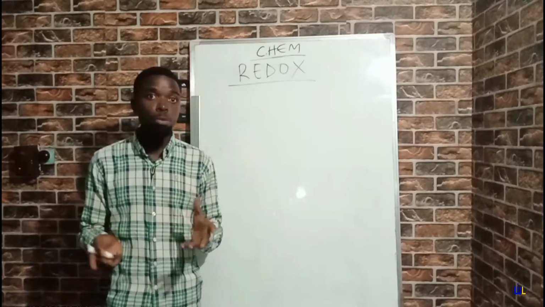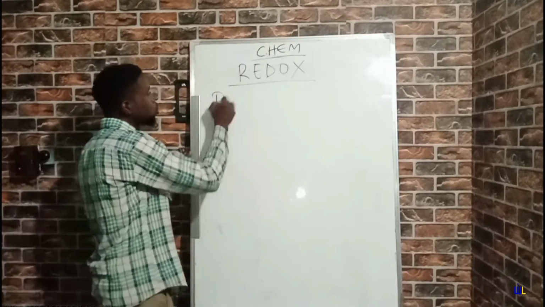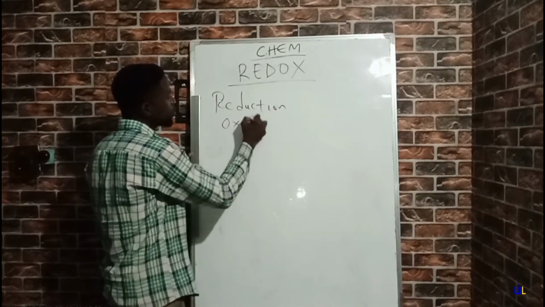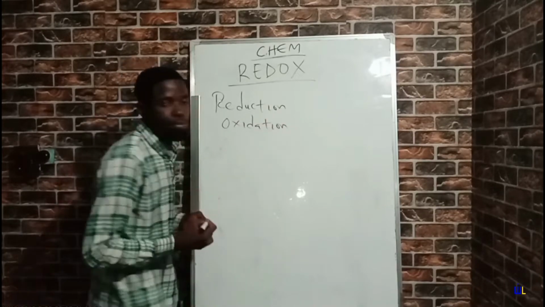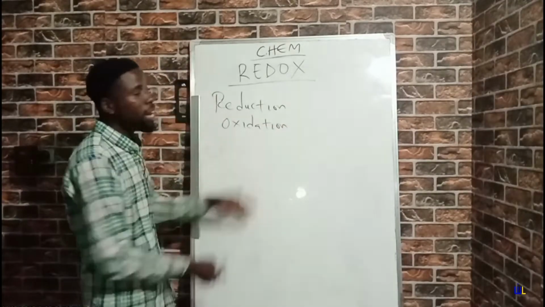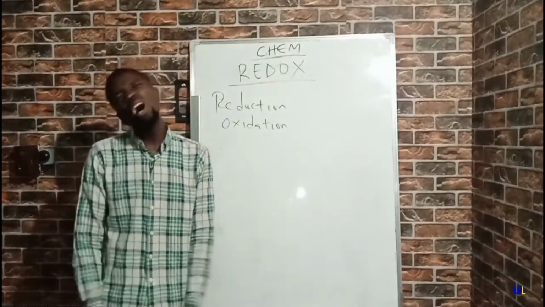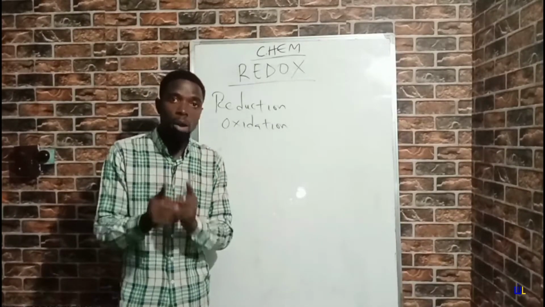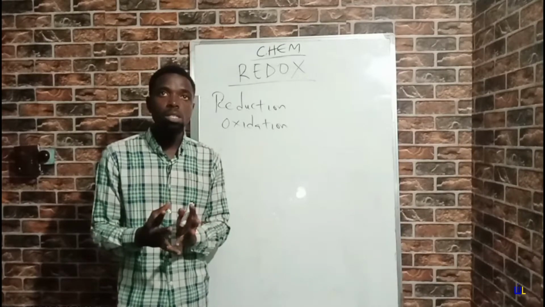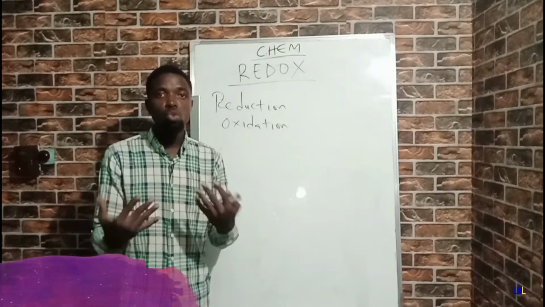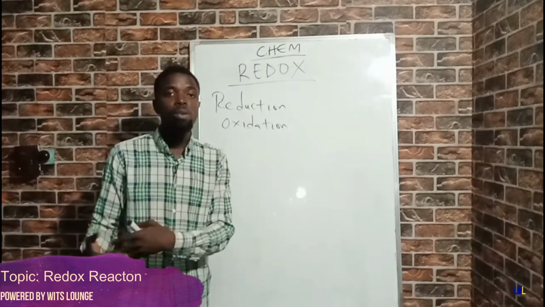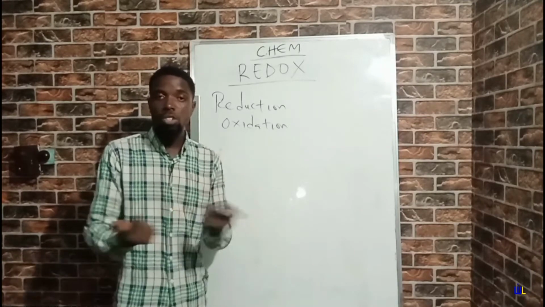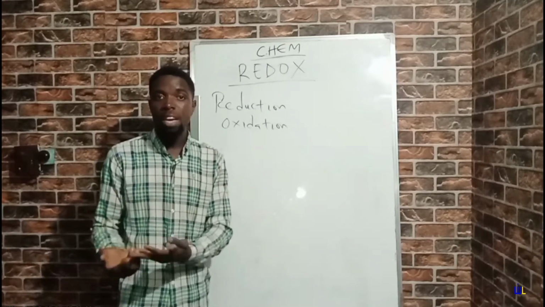It's actually an acronym of two words: reduction and oxidation. So, two words put together, we have redox. Now, there is no actual definition for the word redox. However, I would like to say that a redox reaction is basically defined as two simultaneously occurring reactions which have opposite effects. The reactions occur at the same time, but their effects are opposite.